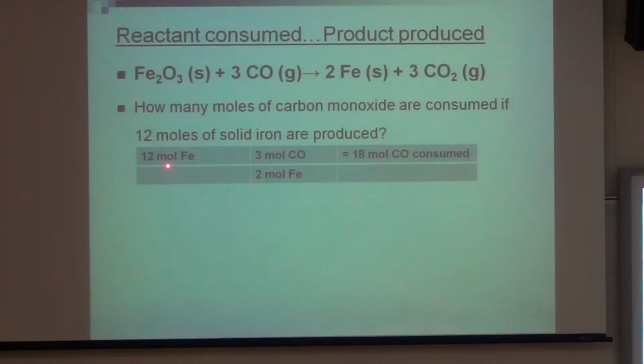So we're going to start with our 12 moles of iron. Our mole-to-mole relationship between carbon monoxide and iron is 3 to 2. That's from our balanced chemical equation. We cancel our moles of iron, plug and chug, and we've got 18 moles of carbon monoxide that's being consumed.